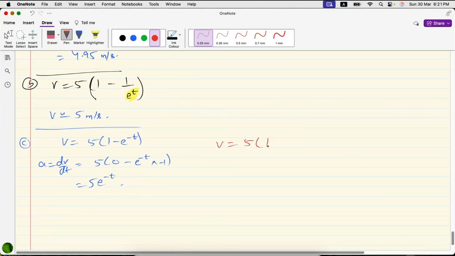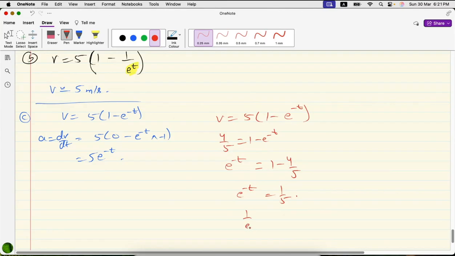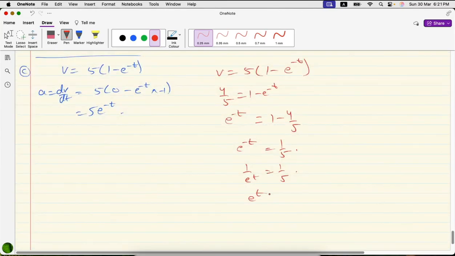V equals 5(1 minus e raised to power minus t). When this is 4, so 4 by 5 equals 1 minus e raised to power minus t. This comes on left hand side, e raised to power minus t is equal to 1 minus 4 by 5. 1 minus 4 by 5 is 1 by 5. So e raised to power minus t is 1 by 5, and 1 over e raised to power t equals 1 by 5. Cross multiplying, t is equal to ln 5.